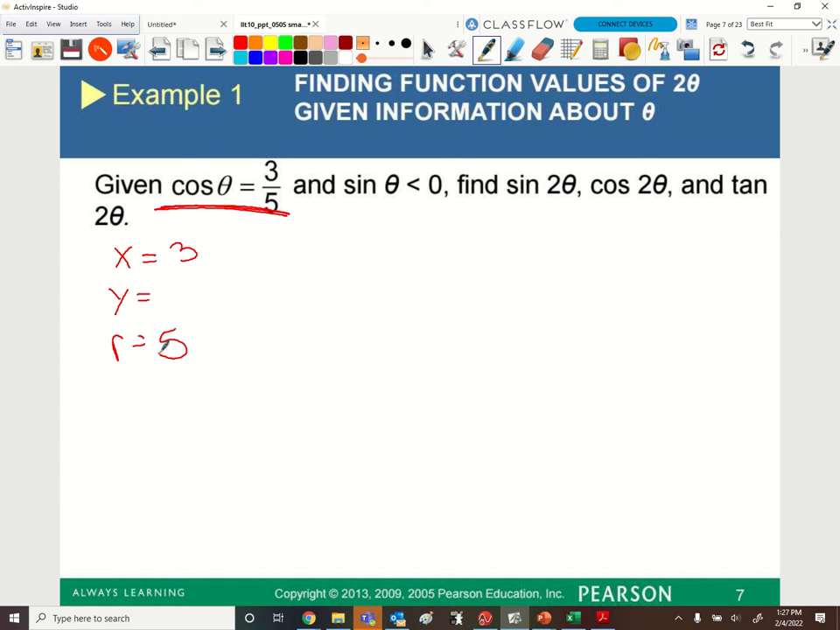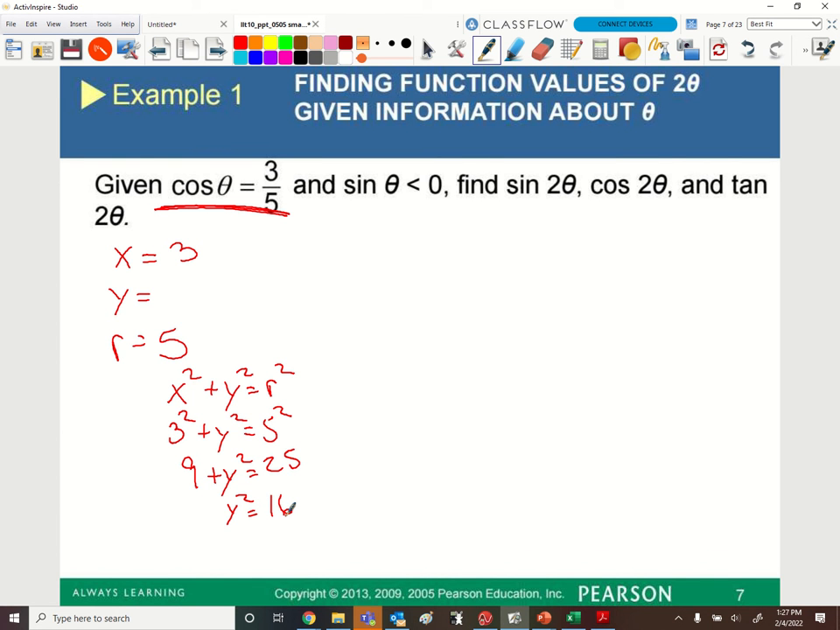So in a single angle, which we've been dealing with, I'm going to do x, y, and r. Is there a way to find the y value knowing the other 2? Mm-hmm. Pythagorean Theorem, right? So it's going to be x squared plus y squared equals r squared. So it's going to be 3 squared plus y squared equals 5 squared. 9 plus y squared is 25. Subtract 9 from both sides. I get y squared is equal to 16. Yes?